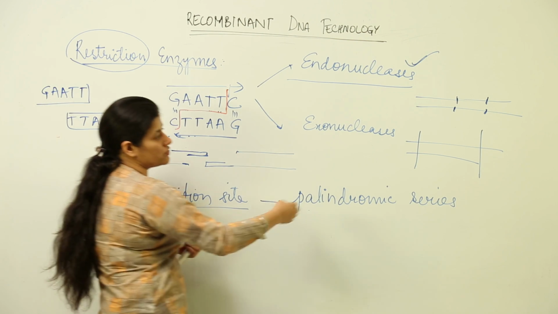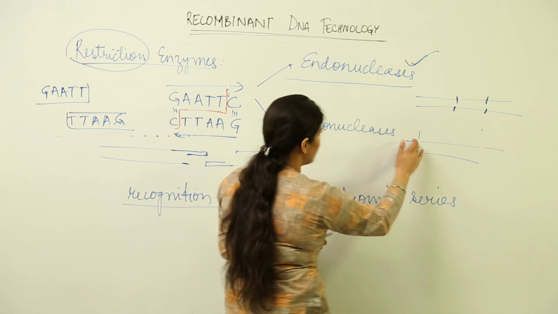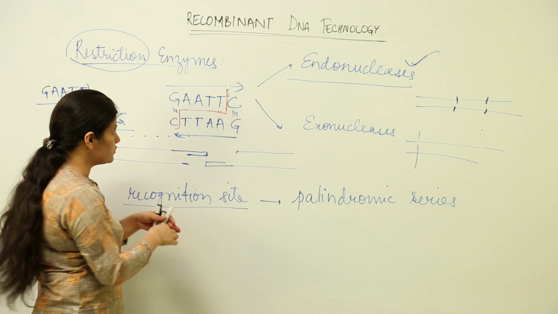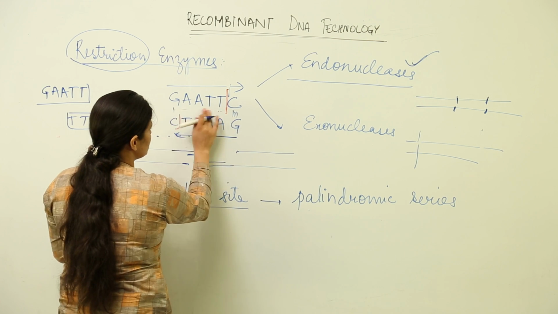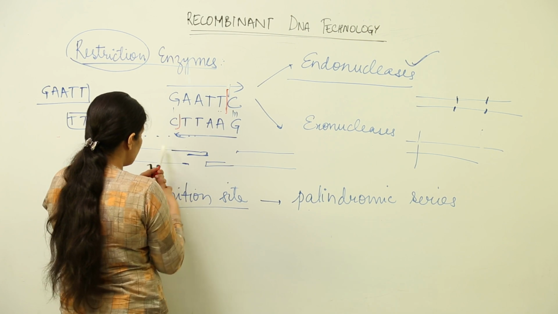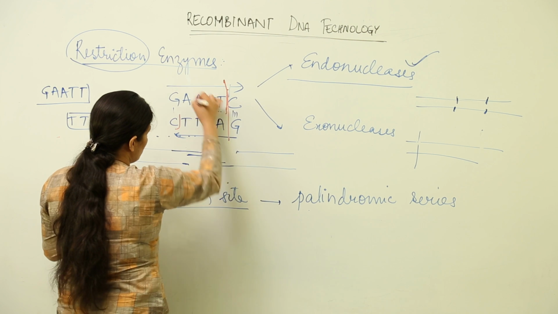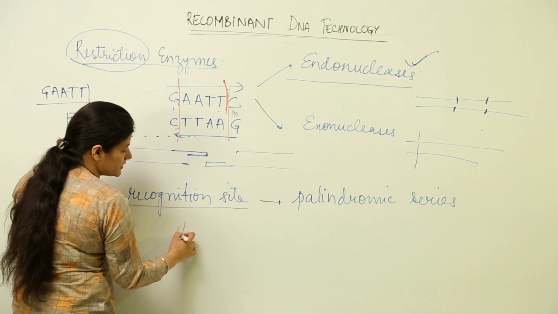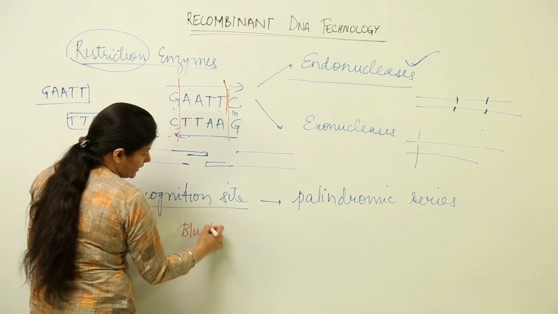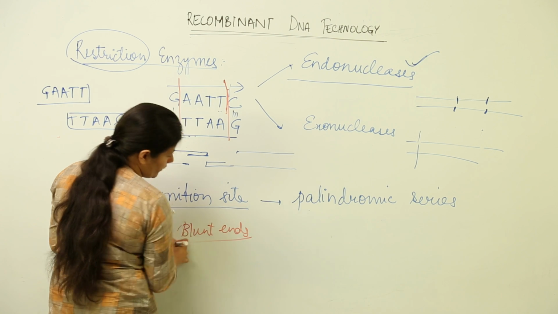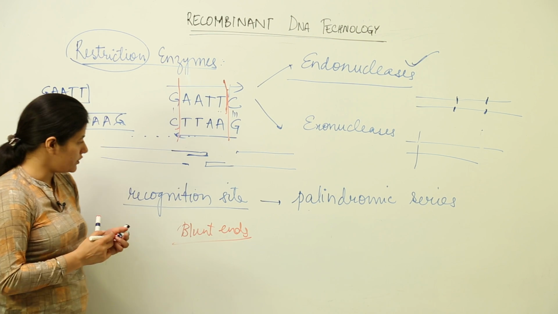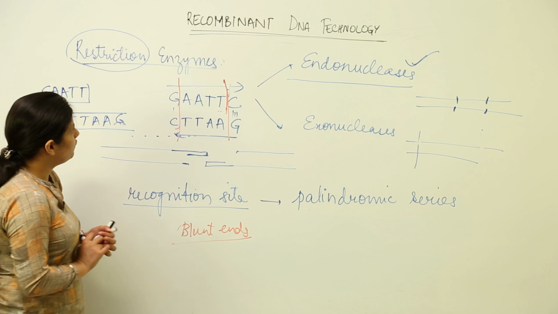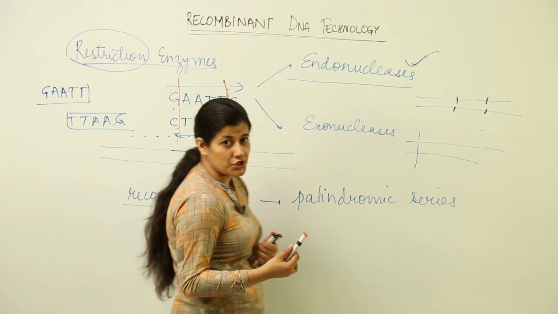Exonucleases, they are going to attack the endpoints and they are not going to create the sticky ends. Now supposedly this was to be cut by an exonuclease. It would have simply cut it this way. You are not going to find sticky ends, instead you find blunt ends. Okay. So this is all you have to keep in mind when we talk about restriction enzymes.